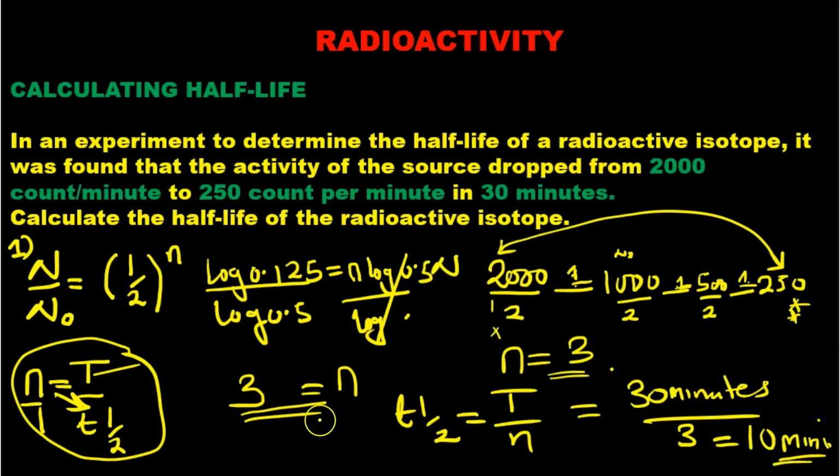So take note, the units of half-life are the units of time, because it is just the time taken for half of the original amount of the sample activity to decay. So it's measured in whichever units of time is given. That is the one that you use. Okay, so that is it about finding the half-life.